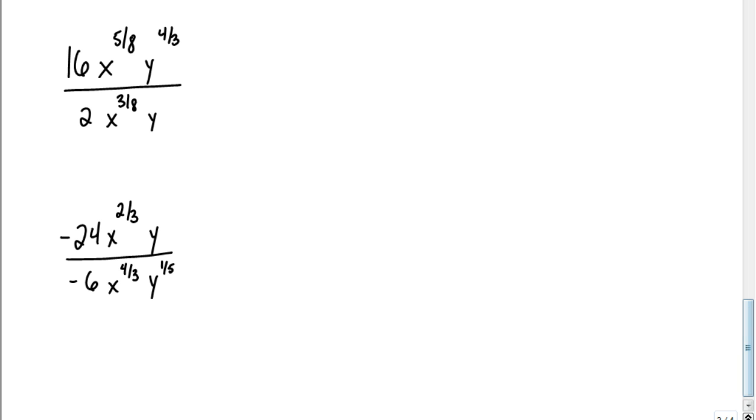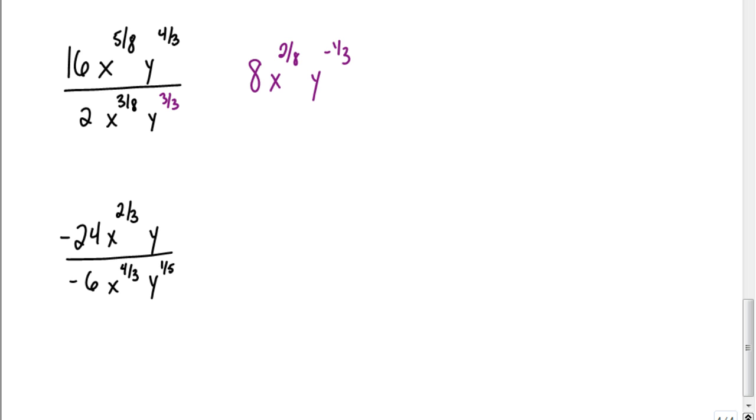Okay, so let's see how you did here. So again, 16 divided by 2, that just simplifies to be 8. The x's, I take 5/8 minus 3/8. Well, 5/8 minus 3/8 is going to be 2/8. And for the y, I don't know if this got you hung up at all, but this would be the same as 1, or we want to have a common denominator here, so I'm going to use this as 3/3. So when I take 4/3 minus 3/3, I have negative 1/3.